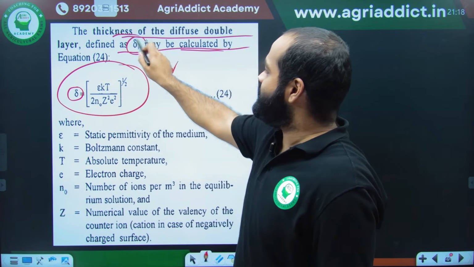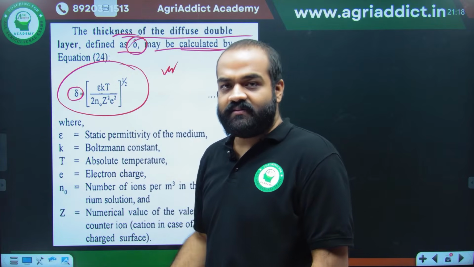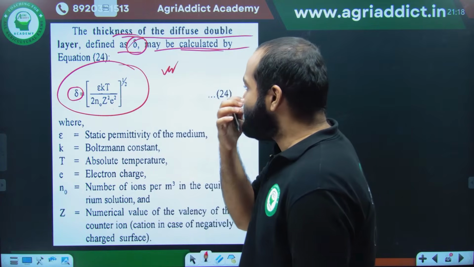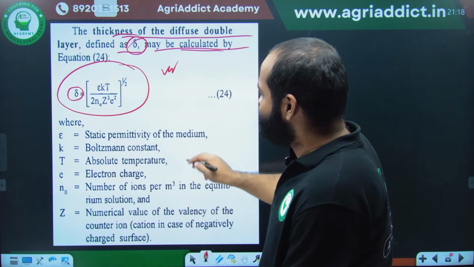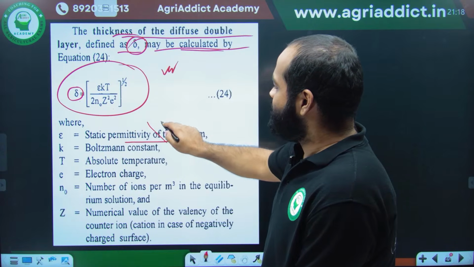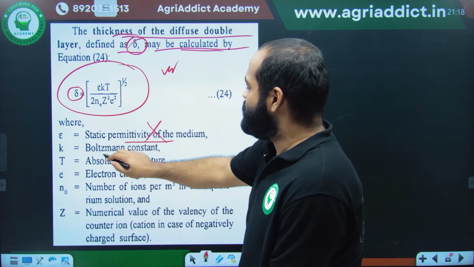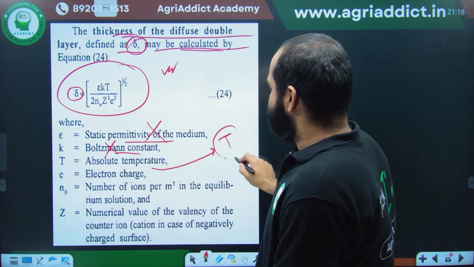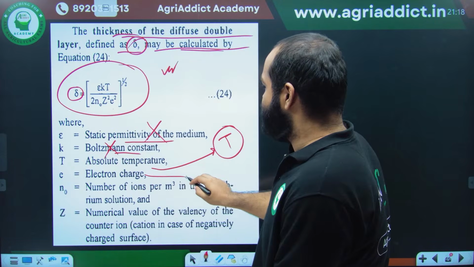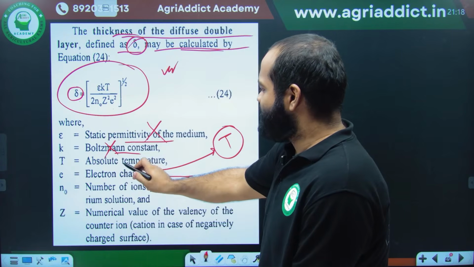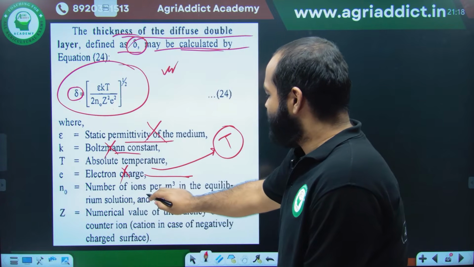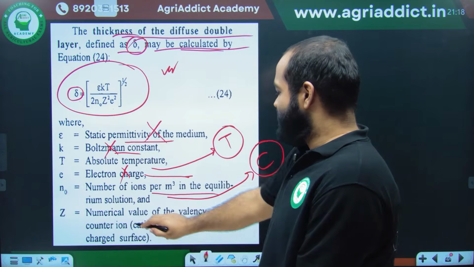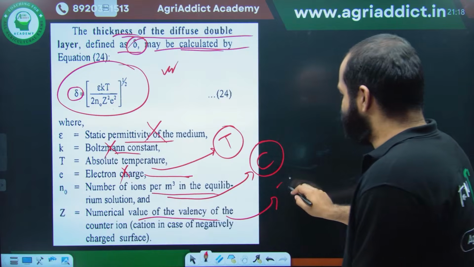This thickness is delta. ये जिसके ऊपर depend करेगा, that will be the factors affecting the thickness of the double layer, right? So what are the factors we will see? Static permittivity, that is a constant. Constant को हम कुछ हाथ नहीं लगाएंगे, उसको हटा देंगे. Boltzmann constant, उसको हटा देंगे. Absolute temperature, we got one variable. Then electron charge, इसका भी electron charge is also constant, इसको हटा देंगे. Number of ions per meter cube, this means this is concentration, इसको भी रखेंगे. And this numerical value of the valency, इसको भी रखेंगे.